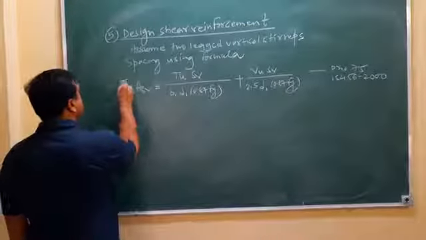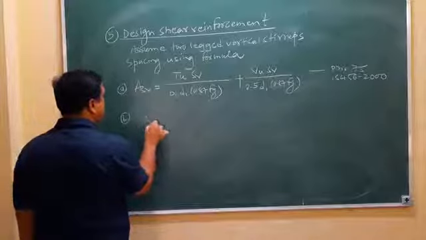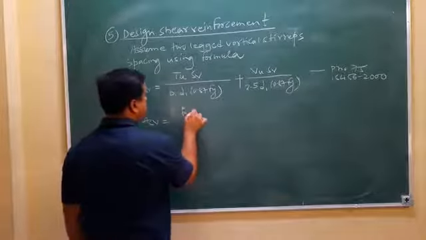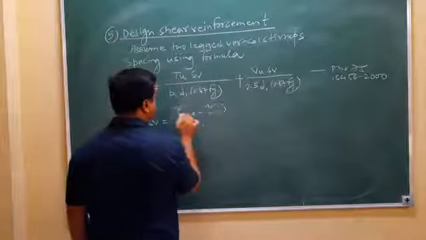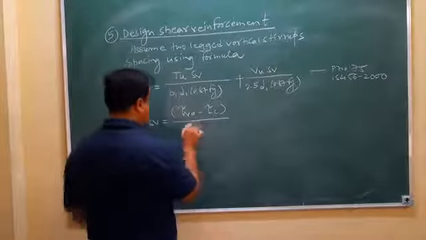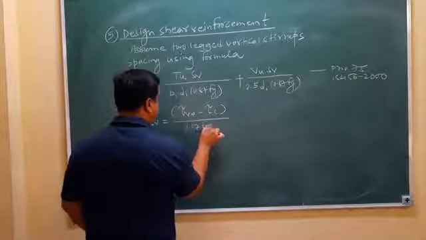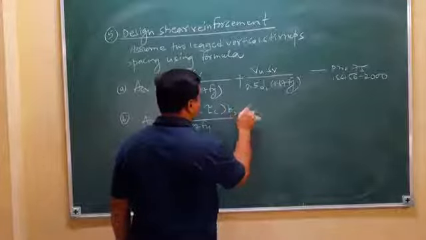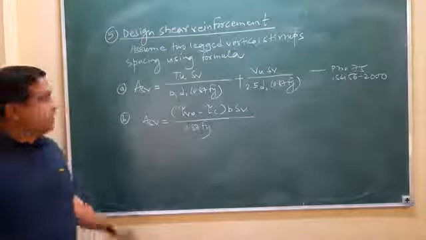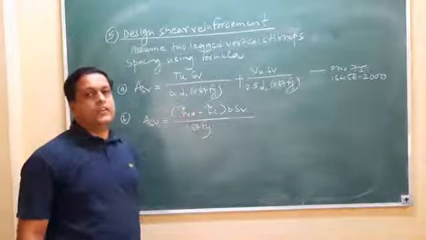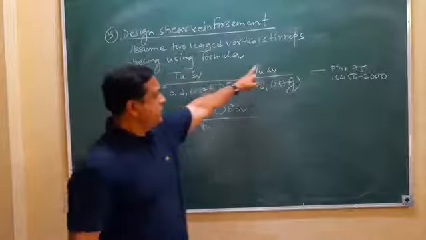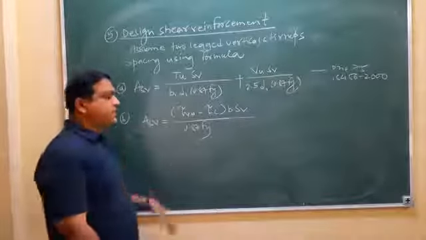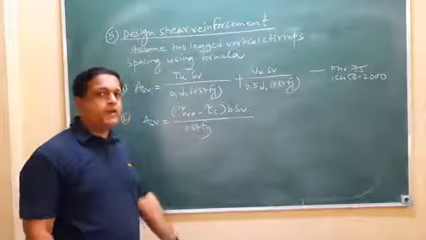This is one formula. Another formula is Asv is equal to (tau ve minus tau c) divided by 0.87 fy, and you have to multiply by b into Sv. Using these two formulas, I have to find out the spacing. Use these formulas to calculate the spacing of the stirrups and provide the proper spacing.